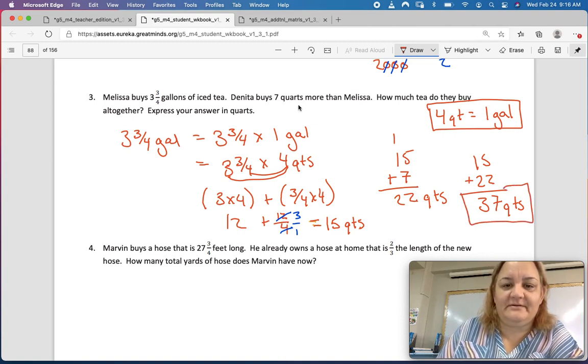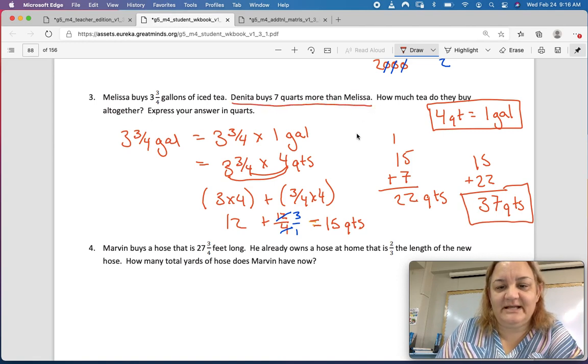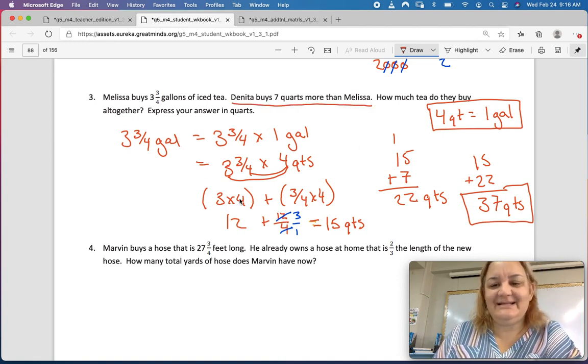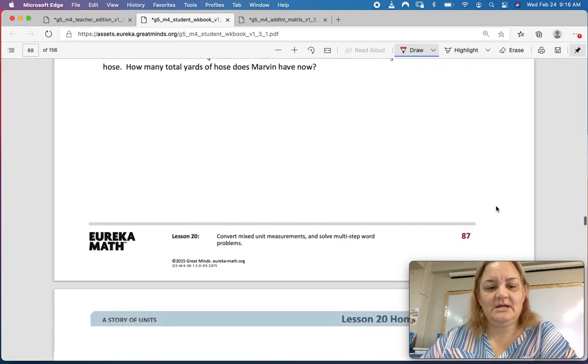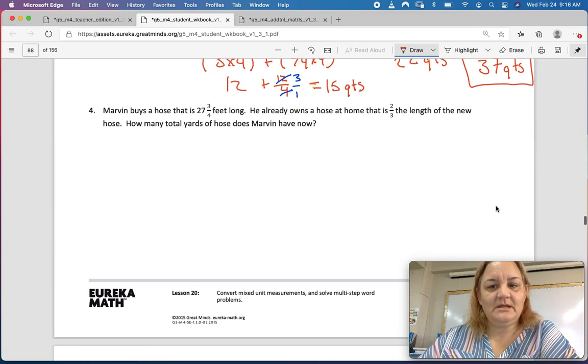Be careful with your English language. You have to read carefully. You know what? It's never the math that messes you guys up. It's always reading carefully. Okay? How much tea did they buy all together? 37 quarts. Number 4, and the last one.